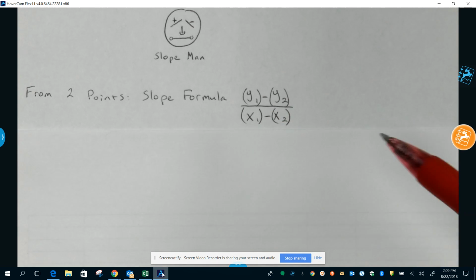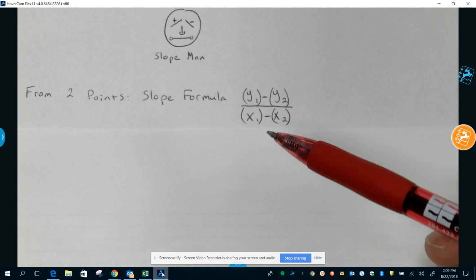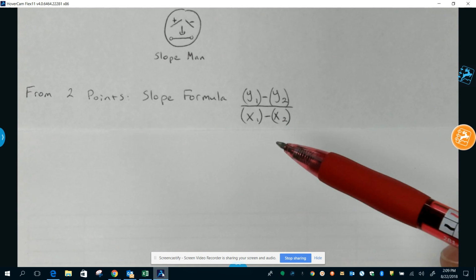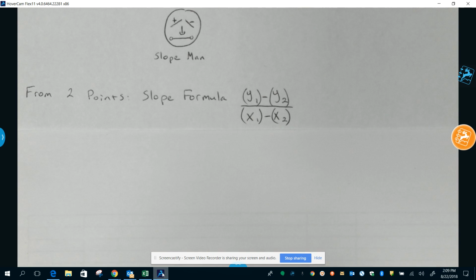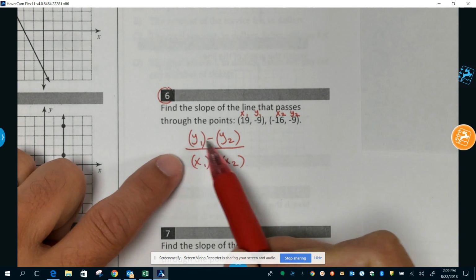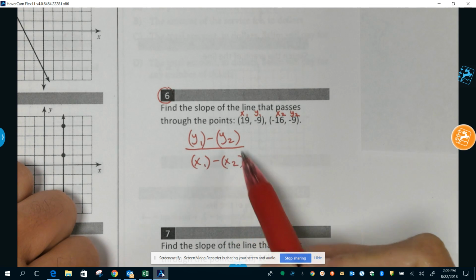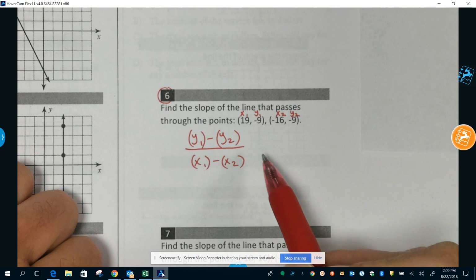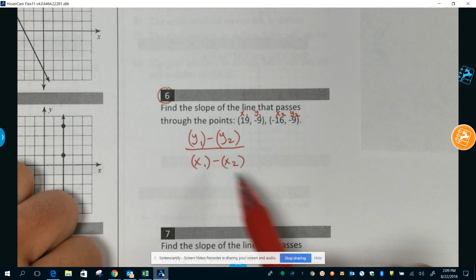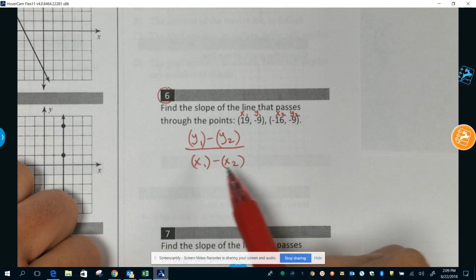And I want you to make sure that you are using parentheses when you're plugging these values in. If you don't use parentheses, you are likely to make a mistake. So please make sure that you use parentheses when you're using the slope formula. All right, so if we're looking at problem number 6, I've written down the slope formula just so we remember it, y1 minus y2 over x1 minus x2. This is like my rise, because the y-axis is the one that rises, and the x values are my run. Okay, so it's still rise over run.